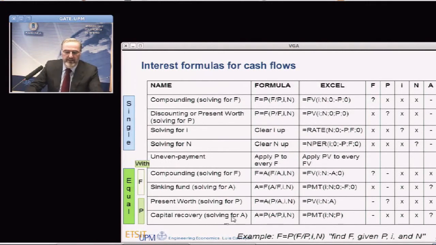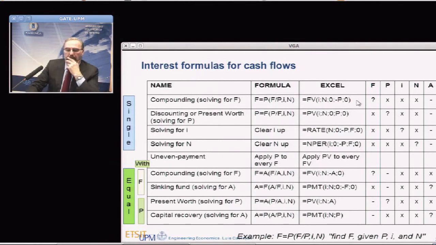What is the capital recovery? It is solving for A. So we have here the capital recovery formula. We see here that the future value is not necessary. The present value we know, the interest rate we know, and the number of years we know. How much do I have to pay every year, every periodic payment? That's the capital recovery, the kind of calculation we can use to know how much I'm going to pay for my loan. If I receive today a loan, I know the present value of the loan, 30,000 euros for buying a house or a car, and I know that this is for 5 years and the interest rate is 7%, I want to know how much I'm going to pay every year. So that is the capital recovery.